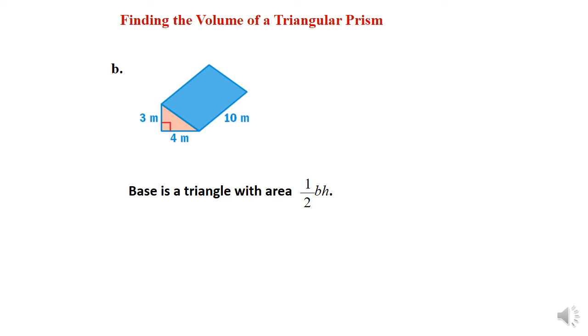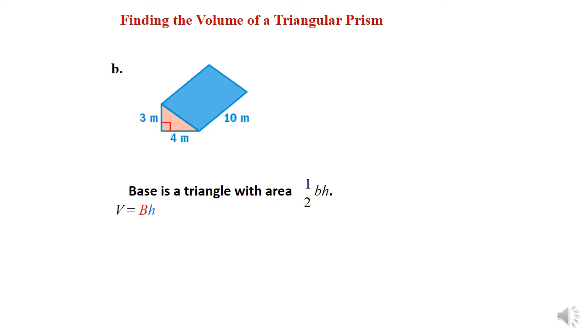Now let's look at the volume of a triangular prism. In this prism, the base is a triangle. The triangular base has an area of 1/2 bh. That lowercase b is not the capital B area. And that h is the height of the triangular base, not the height of the prism. The height of the prism is 10 meters.